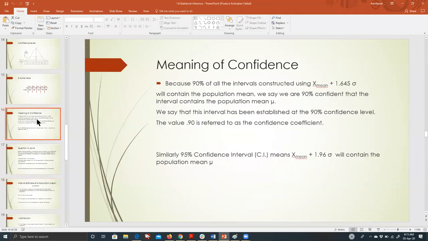Okay, one second. Just read this once. Is it clear? What do we mean by confidence or confidence interval?